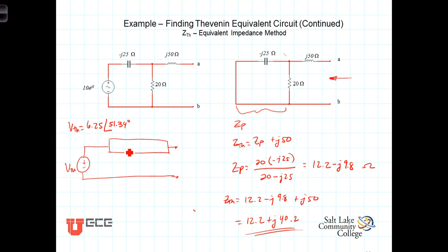Z Thevenin, bringing it up here then, rewriting it just to show what we've got, or to show our complete model. Our complete model involves the Z Thevenin equaling 12.2 plus J40.2 ohms. And our claim then is that this Thevenin equivalent circuit has the same terminal characteristics at the AB terminals as our original more complicated circuit.